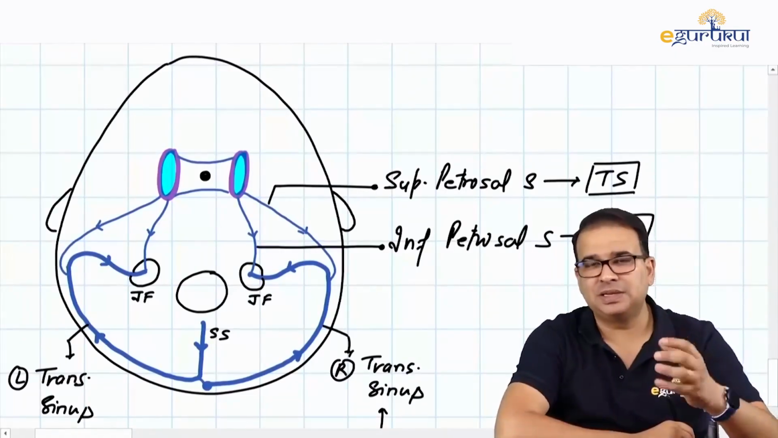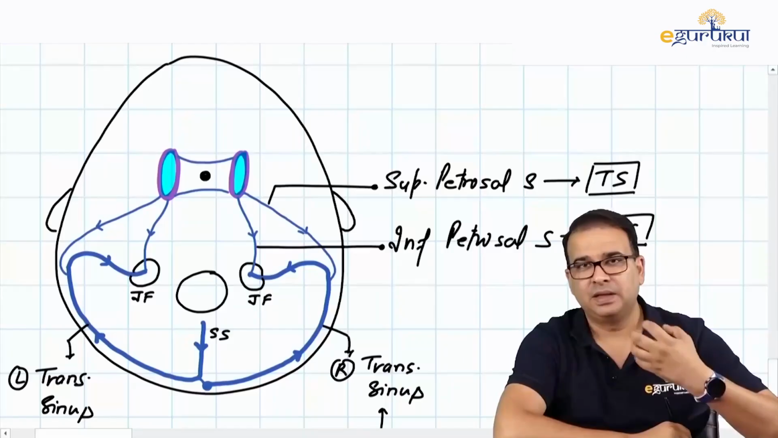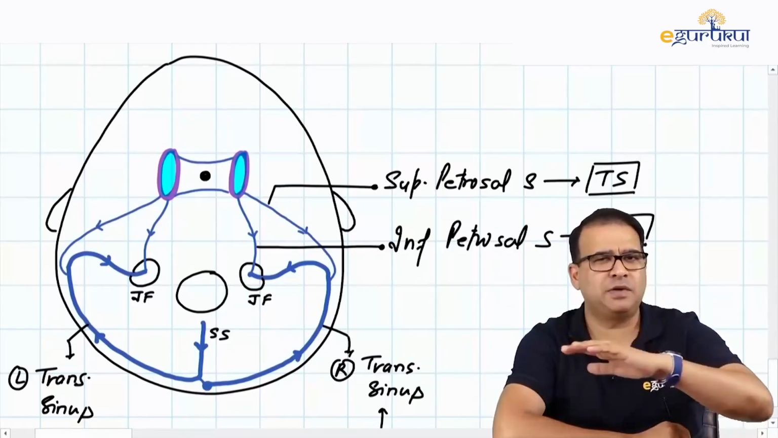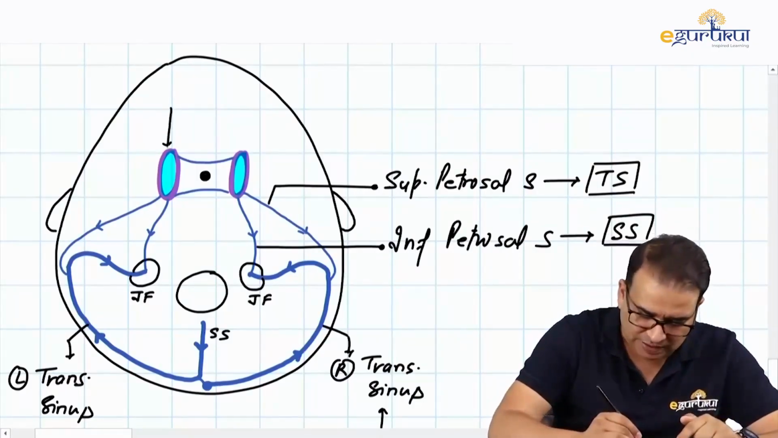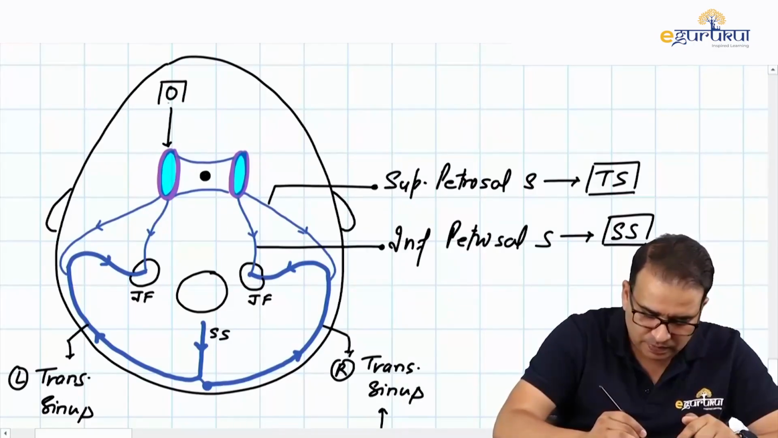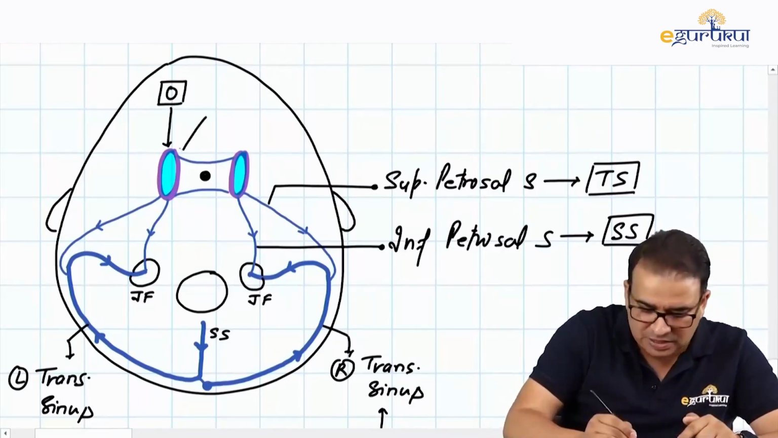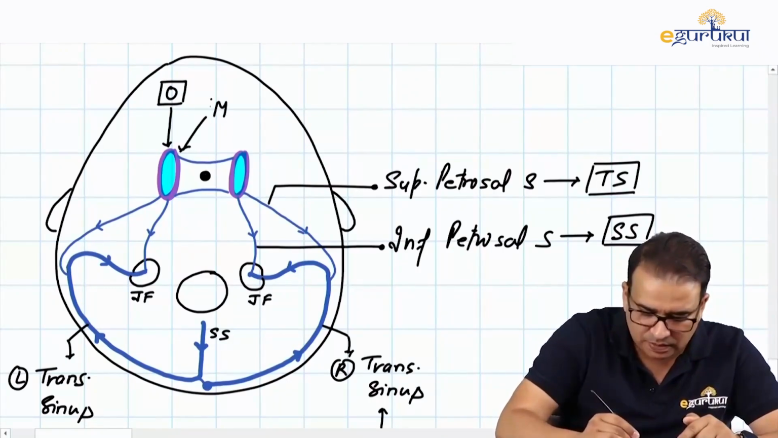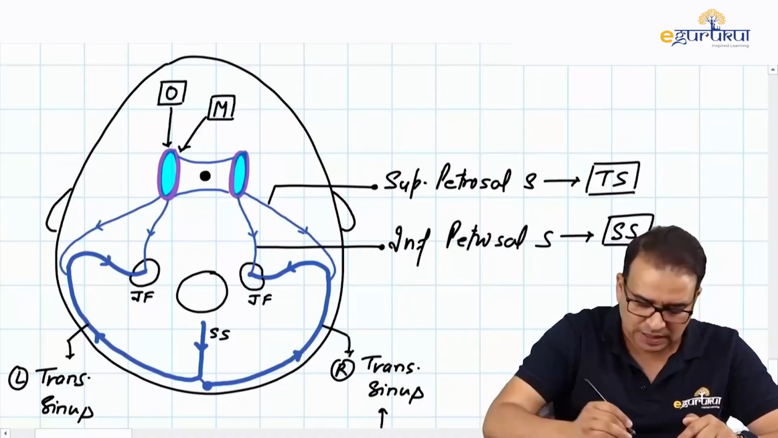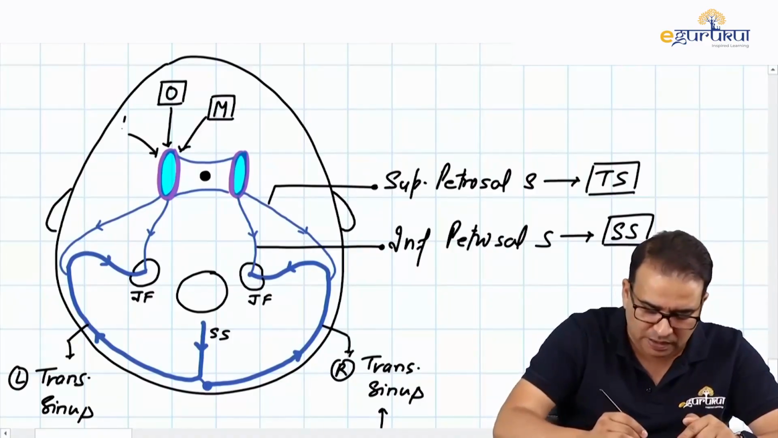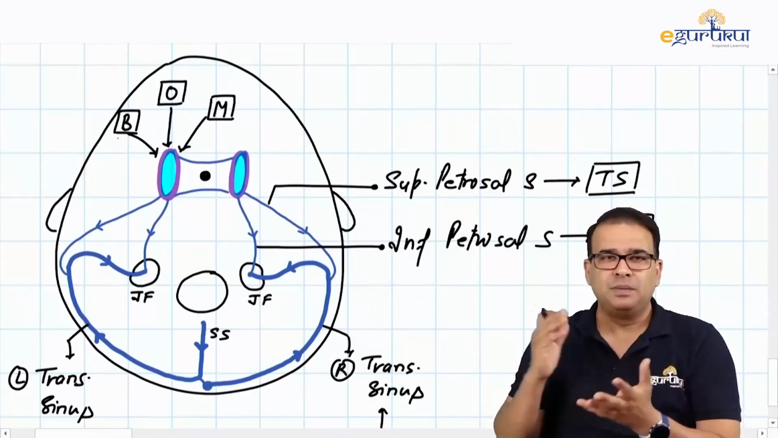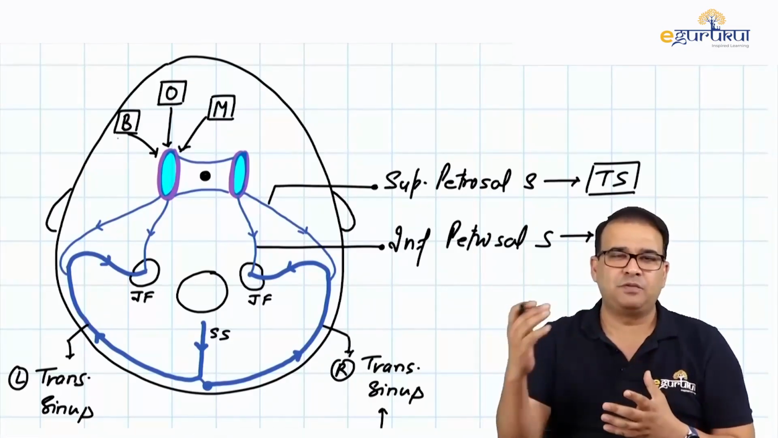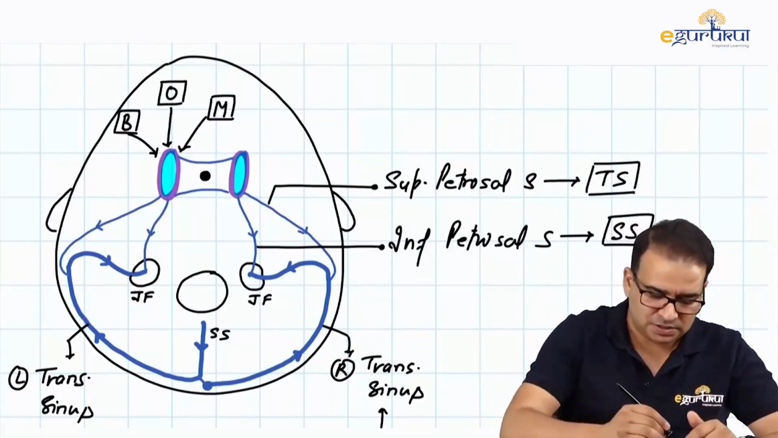And then comes the main question: where does the cavernous sinus receive blood from? It takes the blood from many sources. It takes the blood from the orbit. Let me write O for the orbit here. It takes the blood from the meninges. Let me write M for it. It also takes the blood from the brain. Some veins are coming from the brain directly, draining into the cavernous sinus. So BOM, B-O-M: brain, orbit, meninges. It's taking the blood from brain, orbit and meninges.